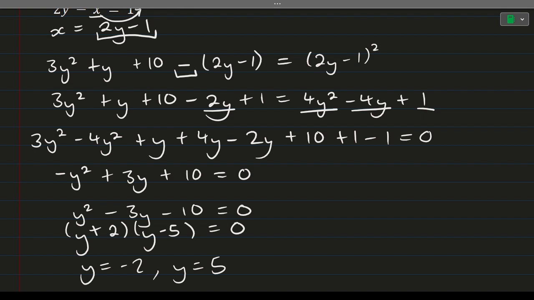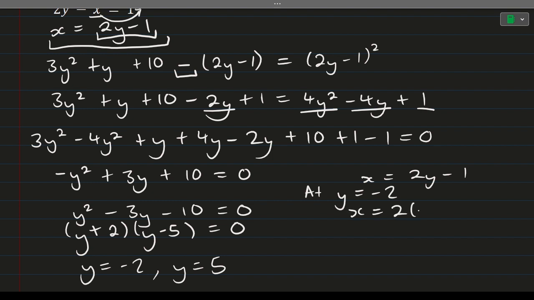Now we need to find the x values. We will use this equation, x is equal to 2y minus 1. So at y equals negative 2, this would be x is equal to 2 multiplied by negative 2 minus 1, which is x is equal to negative 4, negative 1, which is x is equal to negative 5. So the coordinates here would be negative 5, negative 2.